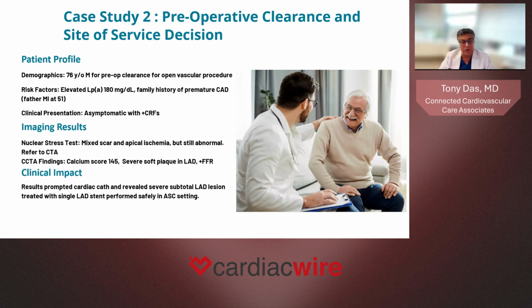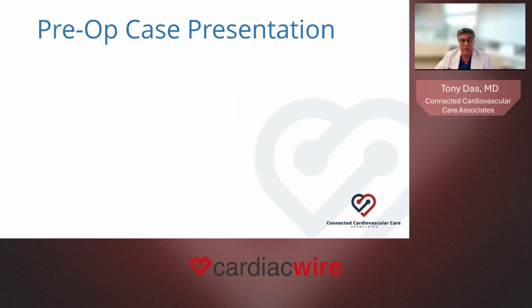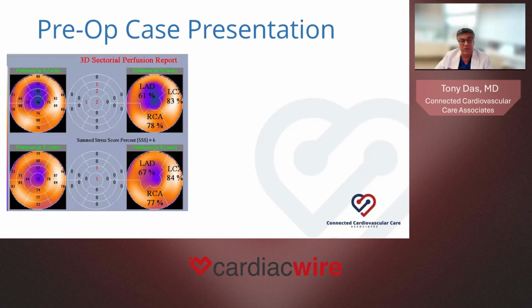Patient had previously had a nuclear stress test, which was somewhat abnormal with apical ischemia, and a CT scan was performed. Calcium score was 145, but showed soft plaque. This patient ended up getting an angiogram done in our outpatient setting because what we found was a very focal lesion, able to be detected and treated in a very safe fashion. This is the nuclear scan.